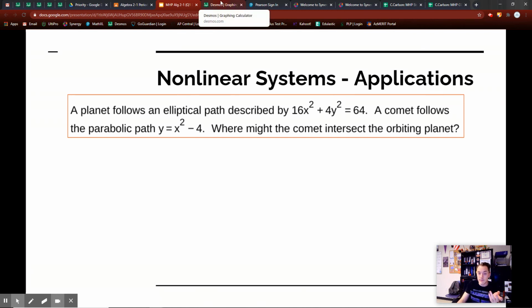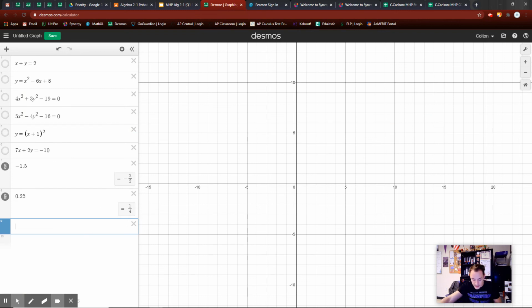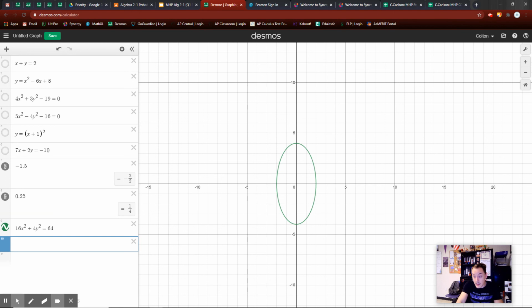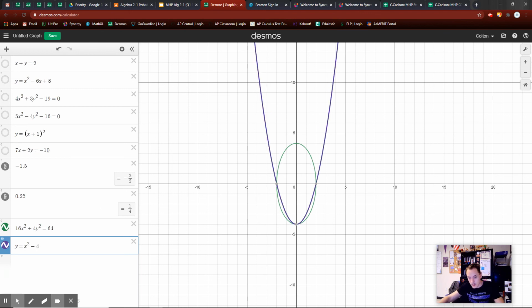Okay, let's do it. So I'm going to plug them in. My first one was this, 16x squared plus 4y squared equals 64. That's an ellipse. And then right here, what I have is y equals x squared minus 4. Perfect. So this is your little comet. I'll do it in yellow. So it's traveling, okay, and where might the comet intersect?